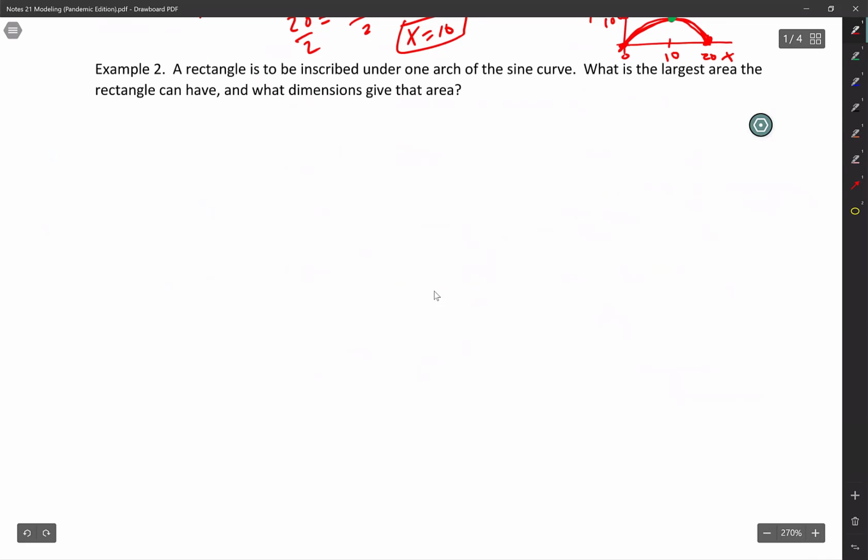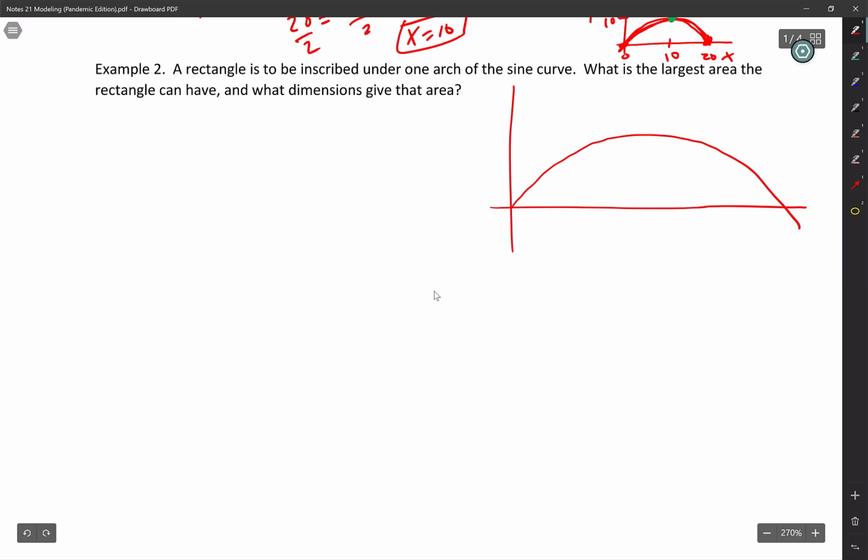A rectangle. The hardest part is just finding a model. That's the hardest part. A rectangle is to be inscribed under one arc of the sine curve. So here comes a little bit of pre-calc, not even that extreme. What is the largest area the rectangle can have, and what dimensions give that area? All right, so let's see. We might have to use Desmos. So here is my sine curve.